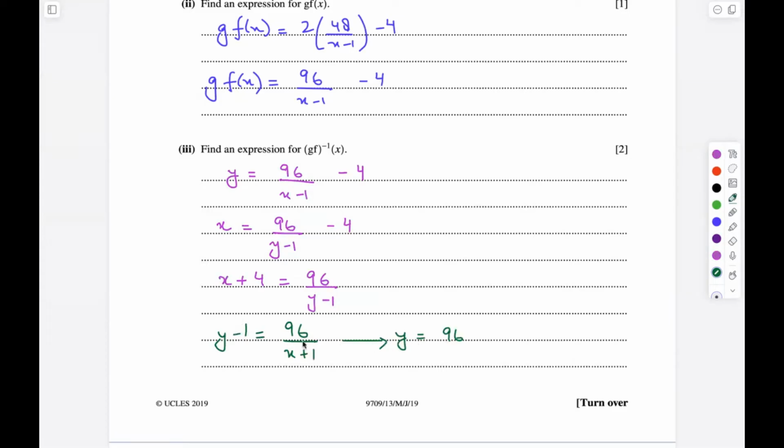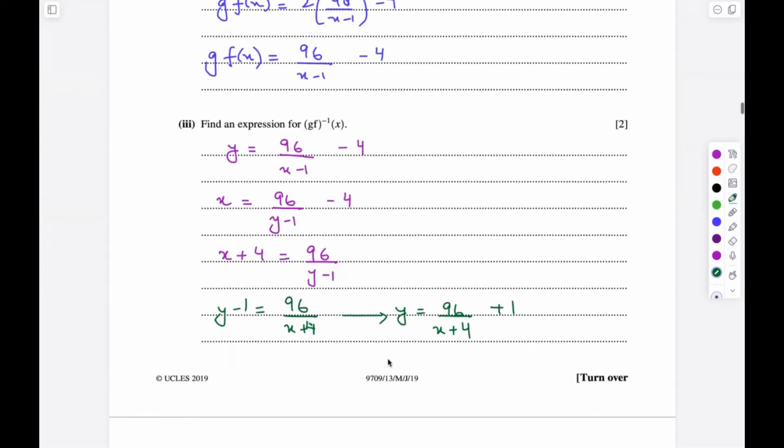So this was x plus 4 up here, so this will be 96 upon x plus 4. And this minus 1 will come on the right hand side and become a plus 1. So the expression for gf inverse will be equal to 96 upon x plus 4, plus 1.